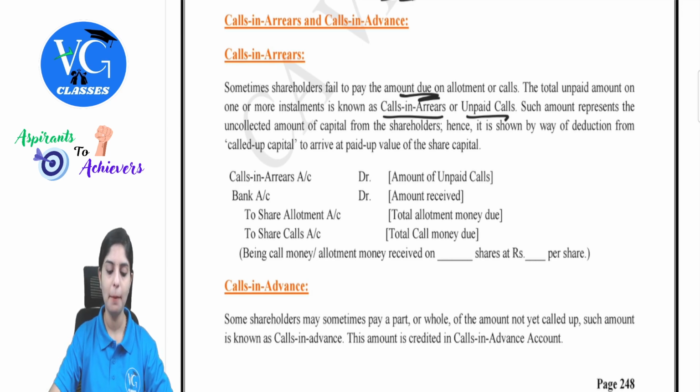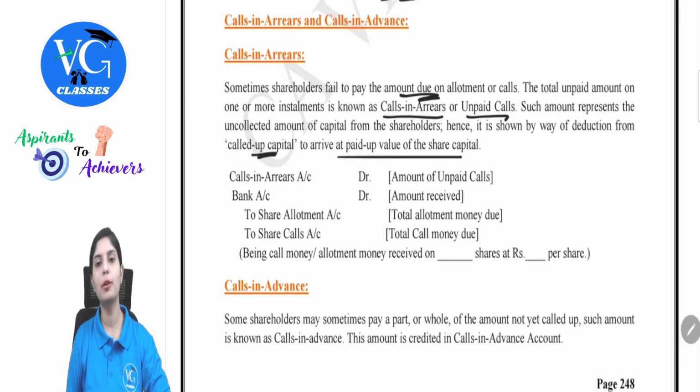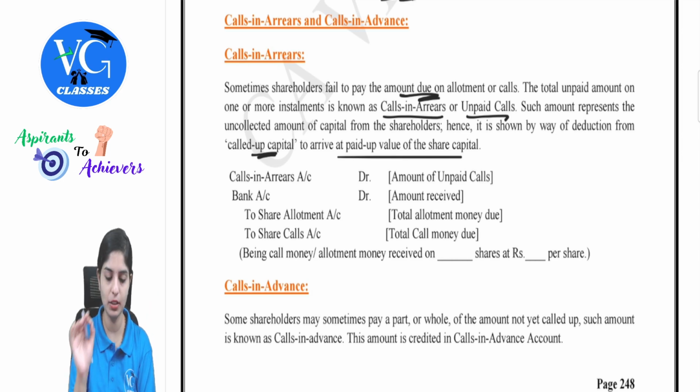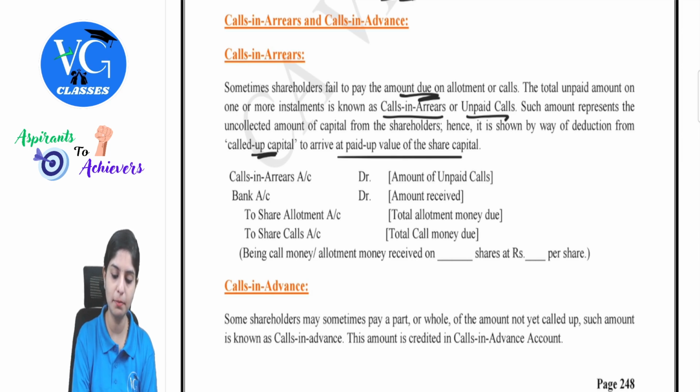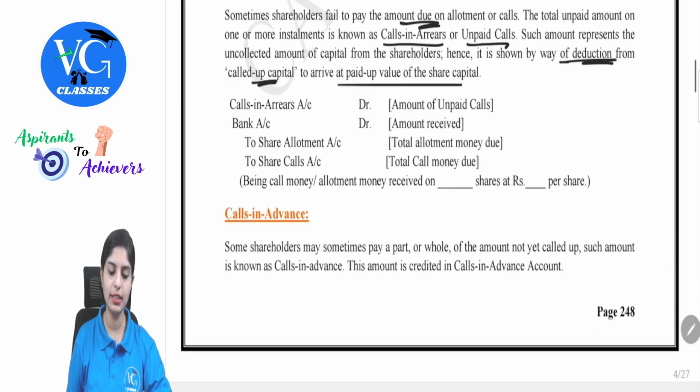Hence, it is shown by way of a deduction from called up capital to arrive at paid up value of the share capital. Again, it is very logical because called up represents how much of the capital is called up by the company. So this calls in arrears, if I have to impact the capital figure, I will have to subtract, I will have to consider this by way of a deduction from called up capital. Yes. So what is the entry for this?